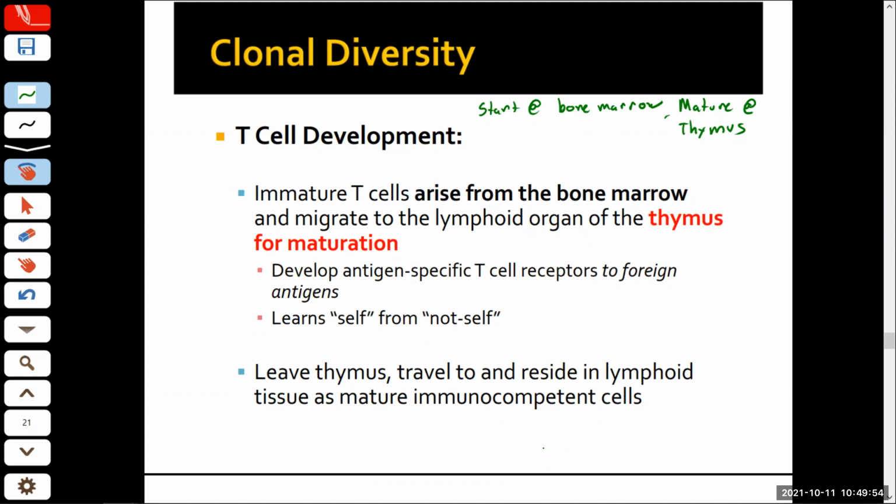Does that mean you can no longer mature your T cells? You still can. In adults, you mature them in your lymph nodes. So that's just kind of a fun fact. For now, what you need to worry about is just the thymus for maturation. Just as adults, you rely on your lymph nodes.